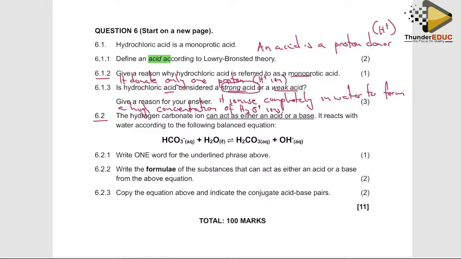Then to proceed to 6.2, it says the hydrogen carbonate ion can act as either an acid or a base. It reacts with water according to the following balanced reaction. Write one word for the underlined phrase above. So that can act as either an acid or a base, the correct term there is going to be an ampholyte. That's our answer there.